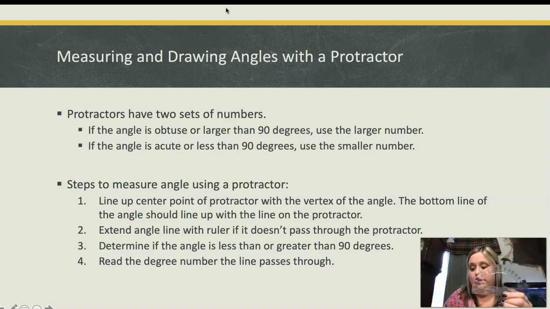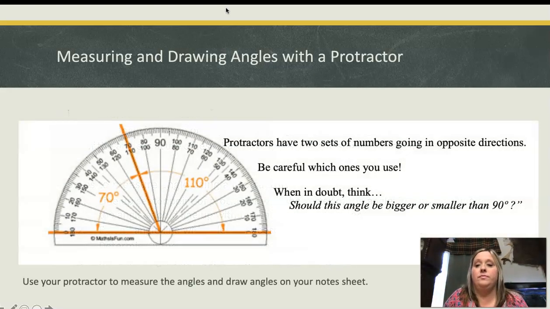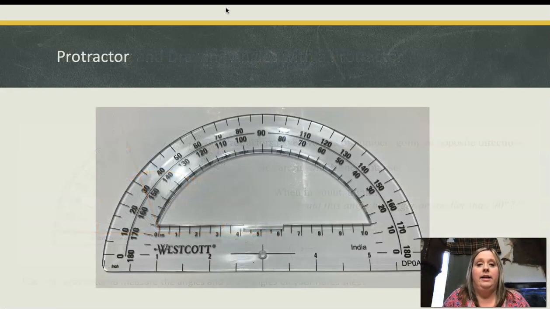All right. And this one goes in 5 increments. And it also has a ruler at the bottom. Sometimes they do, sometimes they don't. Most of the time they do. So, all right. So you can use your protractor to measure angles and draw angles on your note sheet if you're doing it by hand. This is what mine looks like up close, since it was kind of hard to see on the screen.